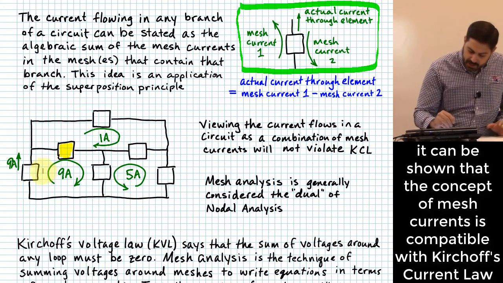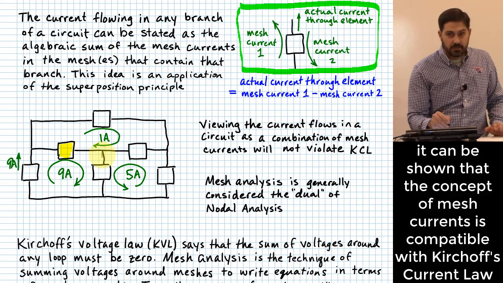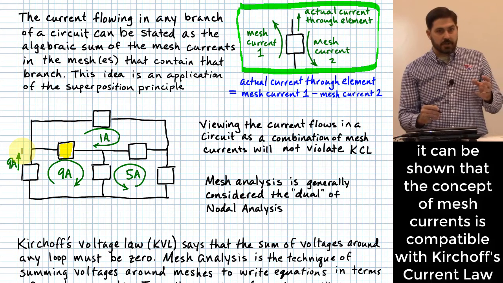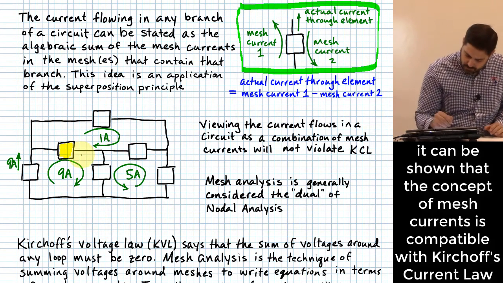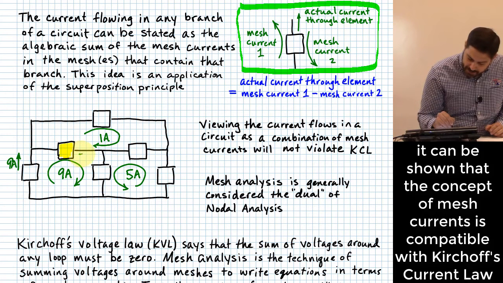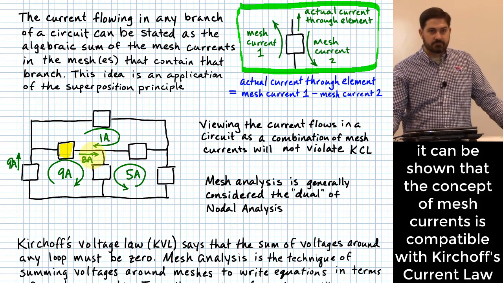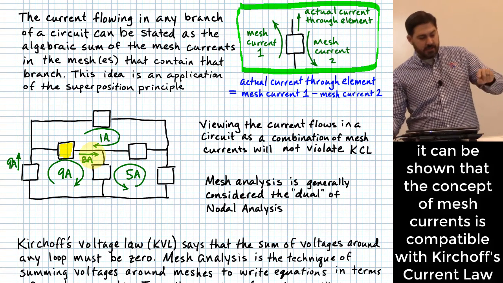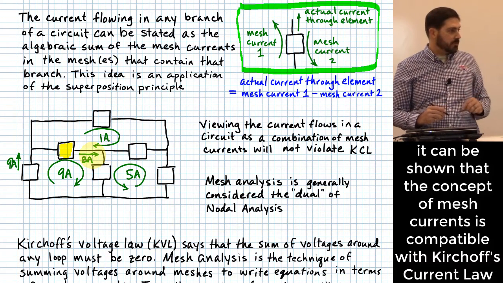There's 9 amps flowing to the right, but then there's 1 amp that flows to the left. So the net current that flows through that little circuit element is going to be what? 8 amps to the right. Agreed? Okay, does that make sense? If we take the combination of the 9 amps and the 1 amp, those sum to only 8 amps going to the right.